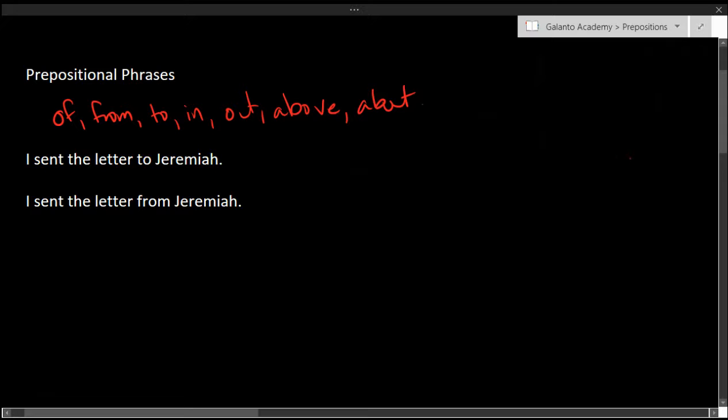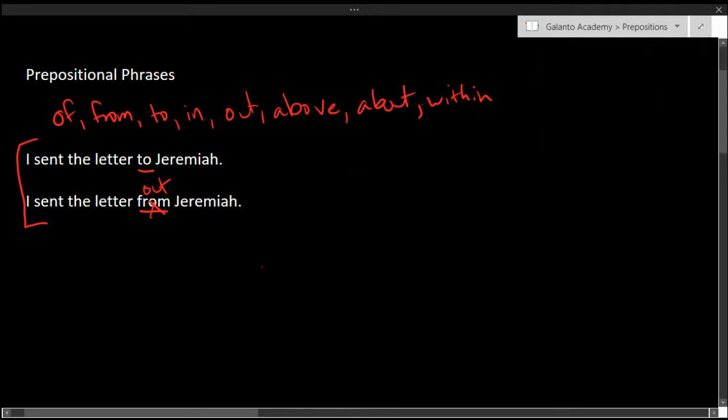So these prepositions sometimes can be used interchangeably. Like perhaps you could say in or you could say within. And sometimes they can be changed and they're still grammatically correct, but the meaning changes, like in these two sentences right here. I sent the letter to Jeremiah, or I sent the letter from Jeremiah. Still grammatically correct, but the meaning of the sentence has changed. Or sometimes you could change the preposition and it wouldn't work and it would be grammatically incorrect.